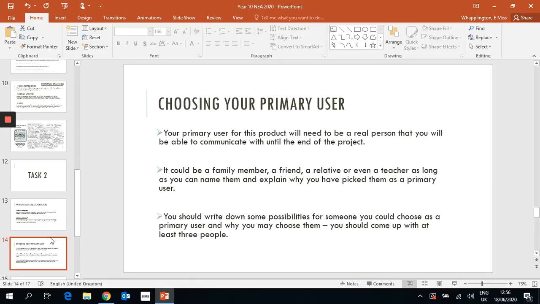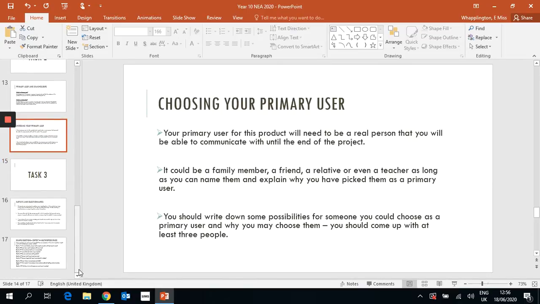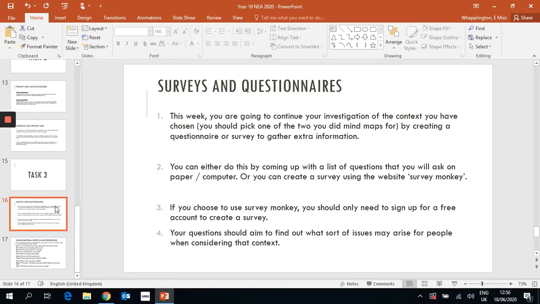Task 3 is on the set for this week. We are still investigating, but we are doing it in a different way. So this week, you continue your investigation of the context you have chosen. At this point, you need to choose one of those 2. You have 2 spider diagrams, but you need to pick one: the one that you want to take all the way through the project, the one that you find the most interesting, the one that you found the easiest, that's the one that you need to do.